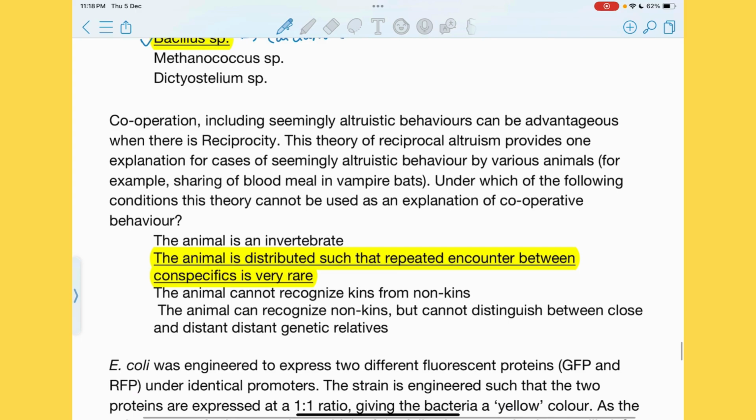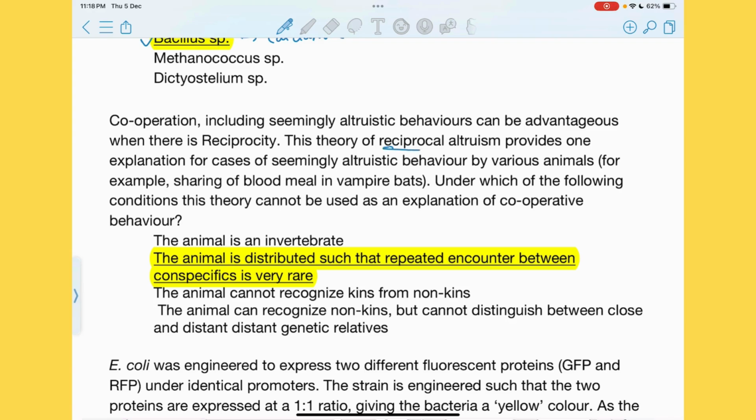Next question says, cooperation including seemingly altruistic behaviors can be advantageous when there is reciprocity. This theory of reciprocal altruism provides one explanation for cases of seemingly altruistic behavior by various animals, for example, sharing of blood meal in vampire bats. Under which of the following conditions can this theory not be used as an explanation of cooperative behavior?